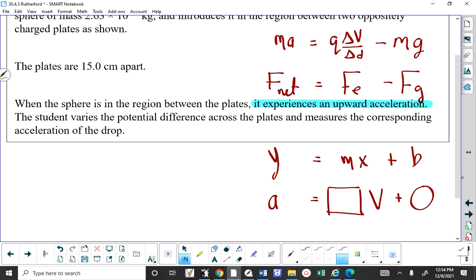I need to divide everything in that top equation by m. So what I'm going to do now is I'm going to divide this by m, I'm going to divide this by m, I'm going to divide this by m. Because I want to get a by itself. And what I end up with for this term after the equal sign is Q times the voltage over mass times the distance. But I've already got the voltage here, which means that this thing in the box is Q over mass times the distance between the plates.